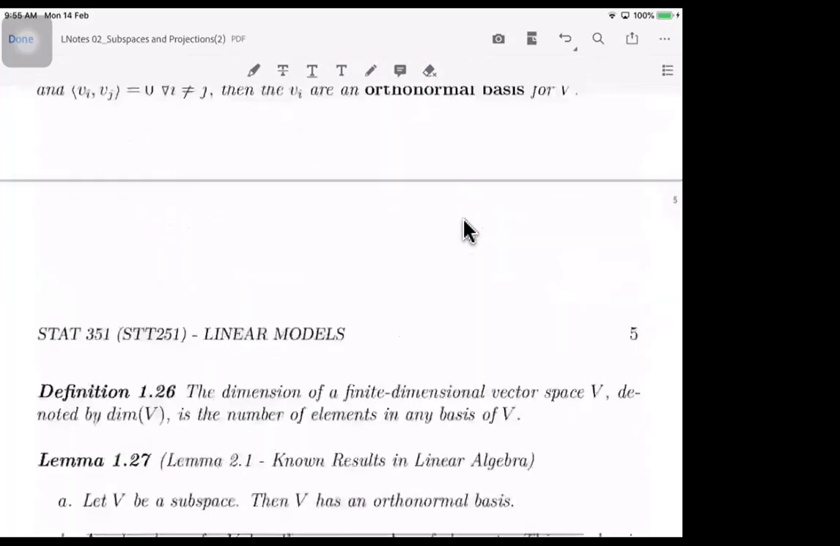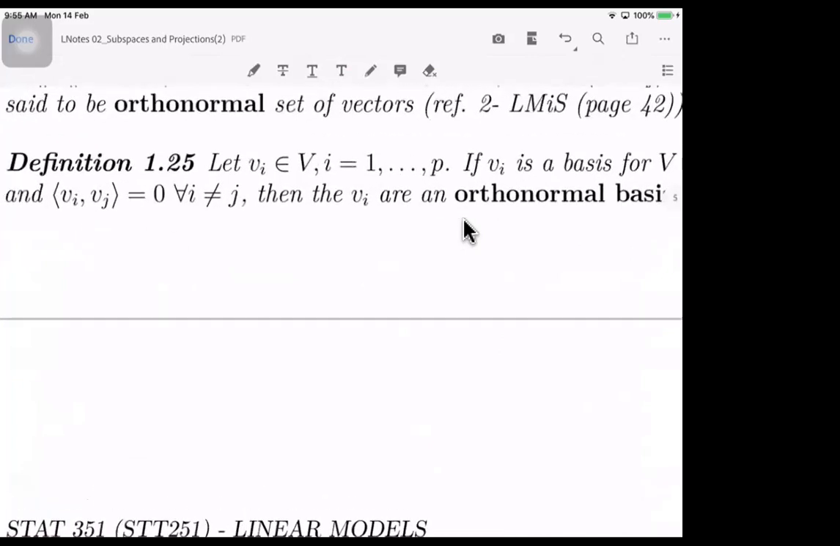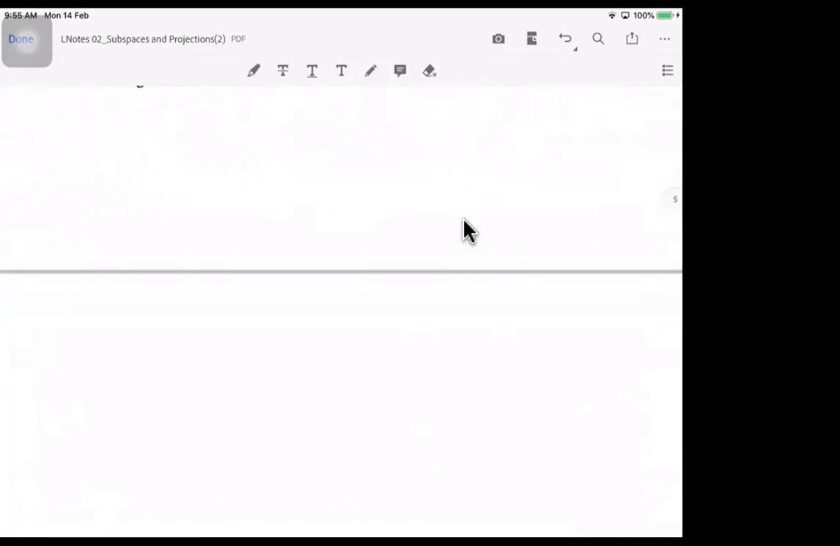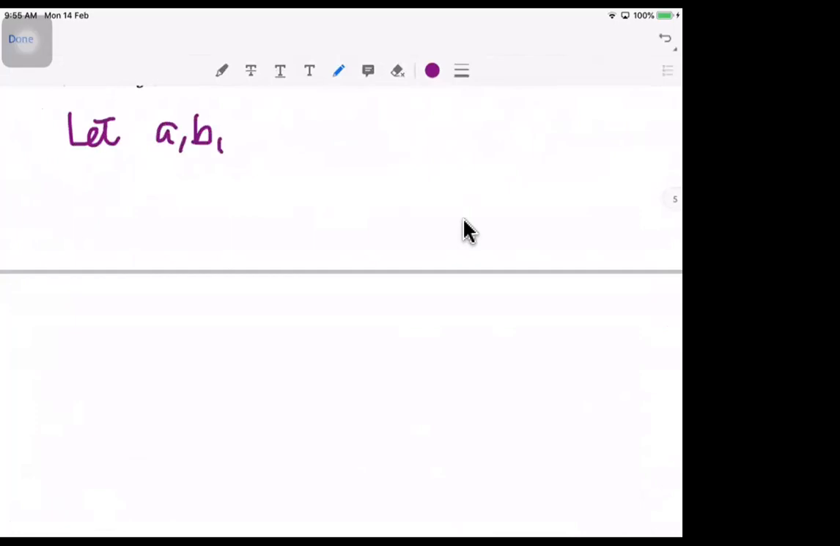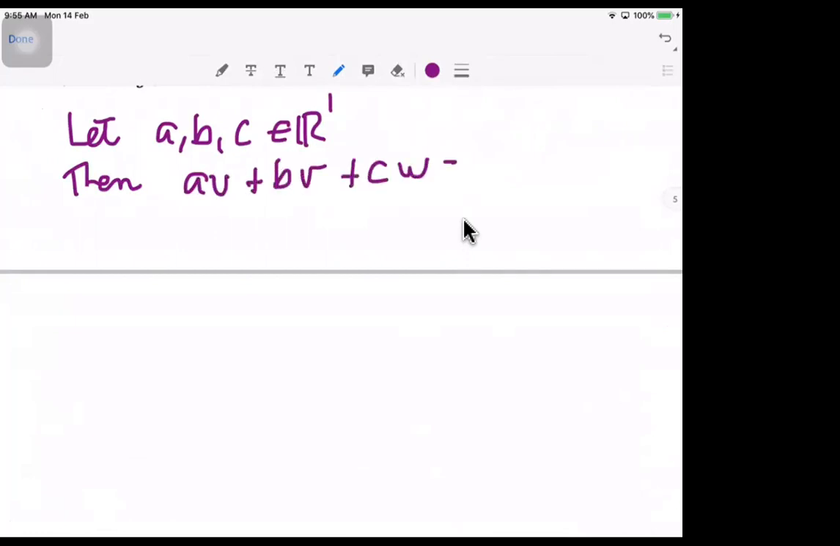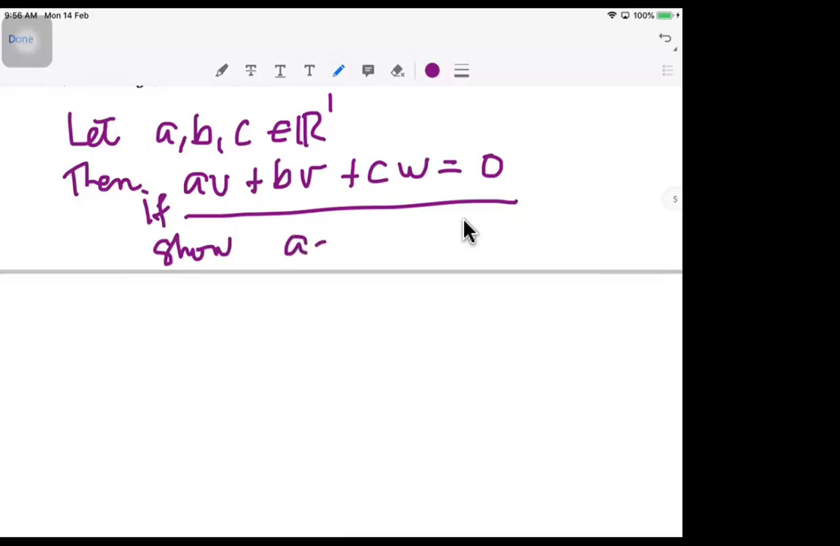Okay, let me have a space here. Can you see my writing? Yes, ma'am. So these are constants. Then AU plus BV plus CW equals 0. If this is equal to 0, we want to show that A, B, and C equal 0.